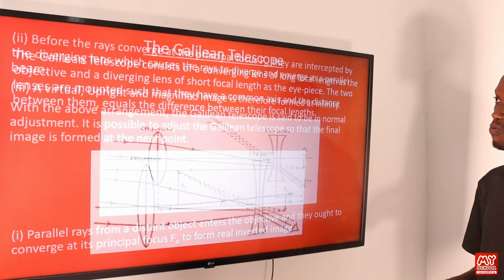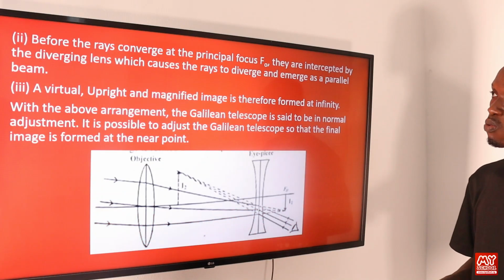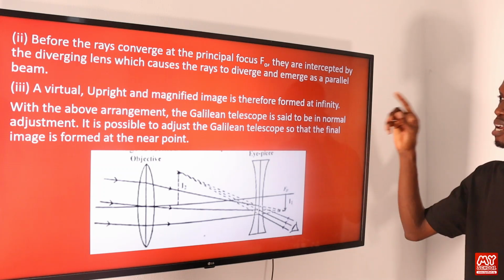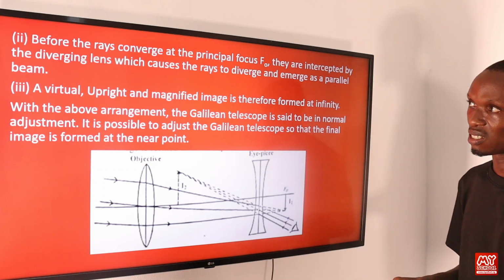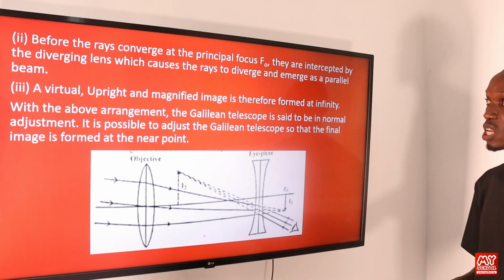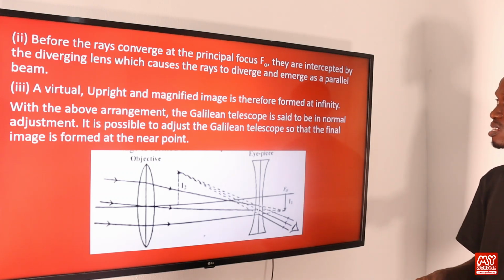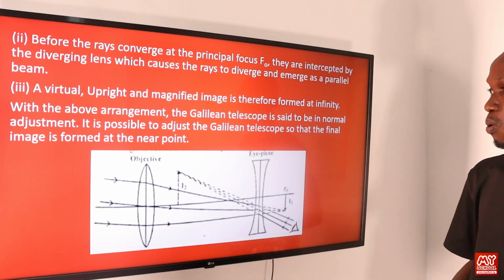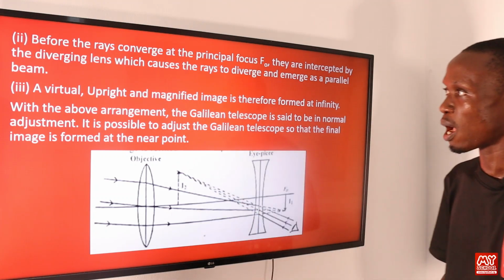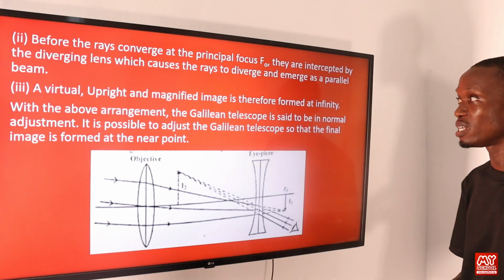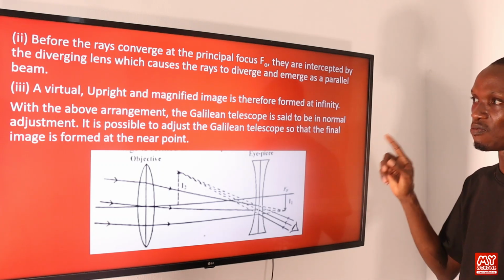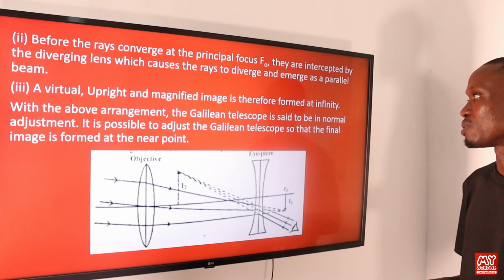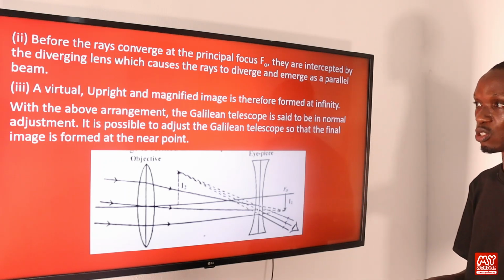Before the rays converge at the principal focus f0, they are intercepted by the diverging lens, which causes the rays to diverge and emerge as a parallel beam, as you can see in the diagram below. So a virtual, upright, and magnified image is therefore formed at infinity. With the above arrangement, the Galilean telescope is said to be in normal adjustment.